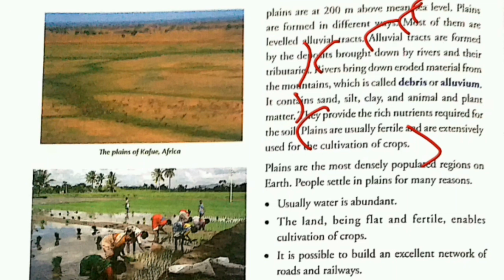People prefer to live on plains because usually water is abundant. The land being flat and fertile enables cultivation of crops. It is possible to build an excellent network of roads and railways. The ports and harbors in coastal plains promote international trade. Right? So this was our answer number 7.